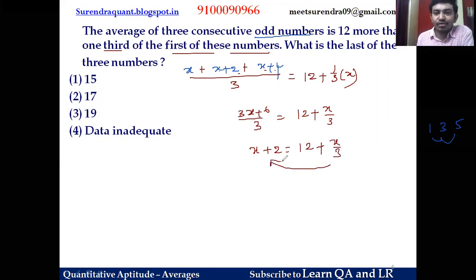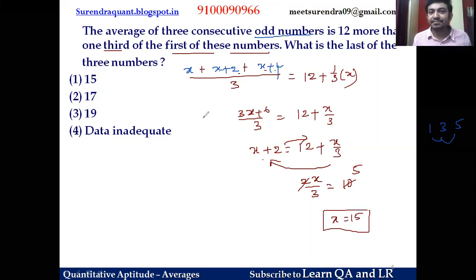Now send x by 3 to this side and 2 to this side. So x minus x by 3 is 2x by 3, equal to 12 minus 2, 10. So friends, 2 goes 5 times. When I cross multiply by 3, 3 5s are 15, which is the first number, right? 15 is the first number. What is the next odd number? 15 plus 2, 17. What is the third number? 15 plus 4, 19. So these are the 3 numbers that we have.